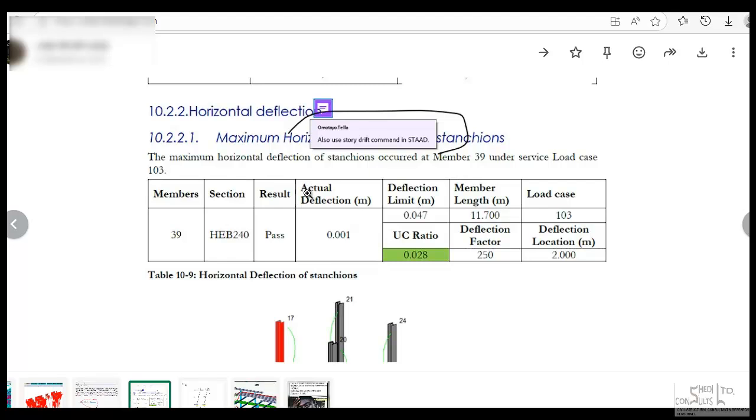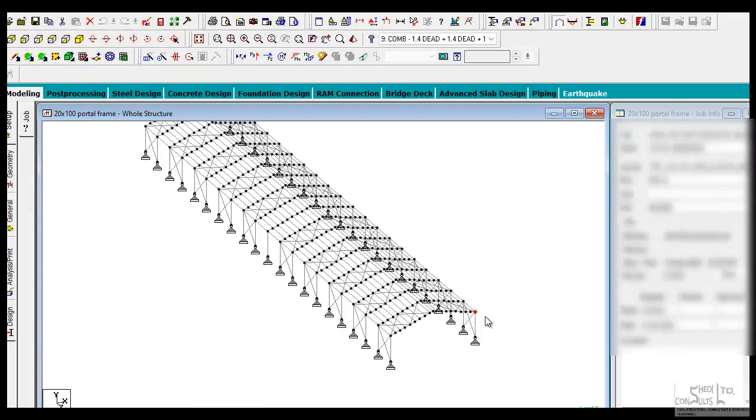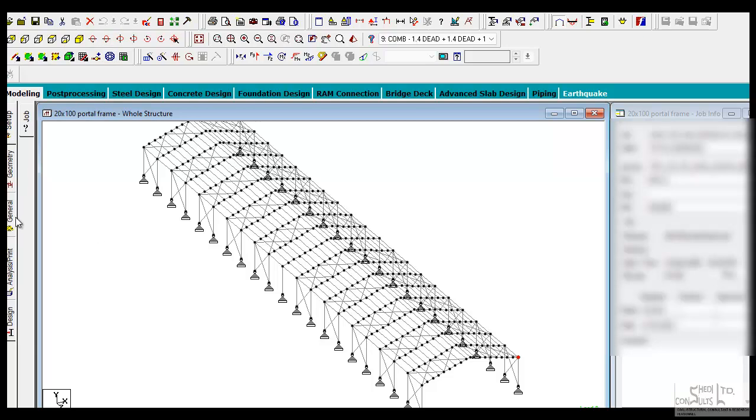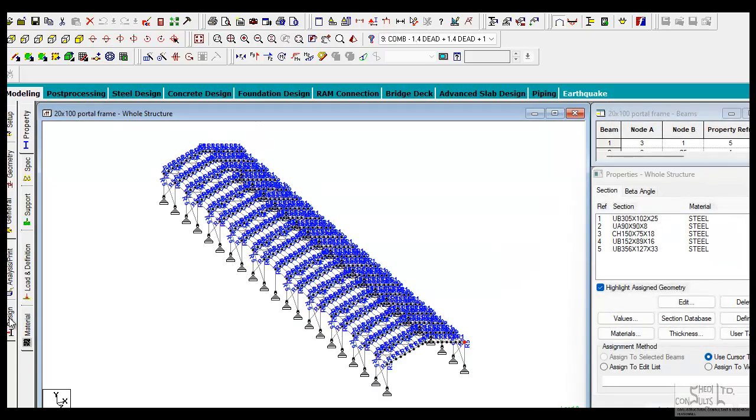So I want to put forward this explanation for the benefit of all participants on what the story drift command is, and whether it applies to the requirements of the Eurocode, specifically in the determination of the lateral deflection limits in compliance with the specific combination values. Now, I'm going to use this as an example. So this is a portal frame structure, and it has been analyzed.